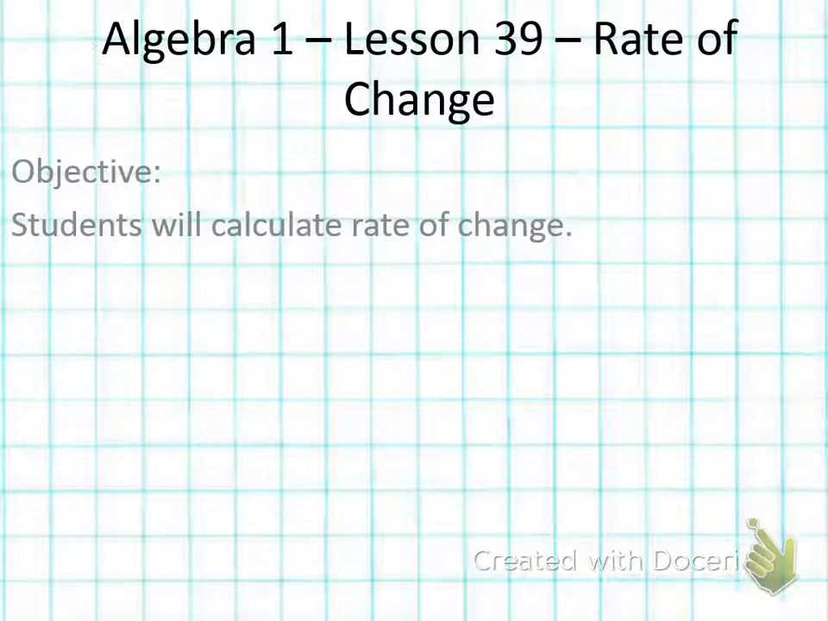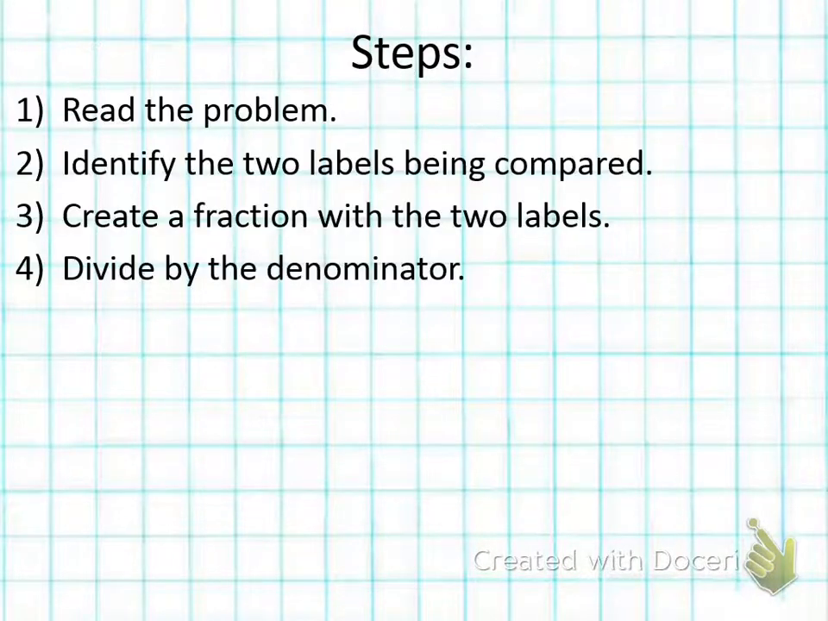This is lesson 39, rate of change. These are the steps. Read the problem. Identify the two labels that are being compared. Create a fraction with the two labels and divide by the denominator. Okay? Let me show you a couple of them.